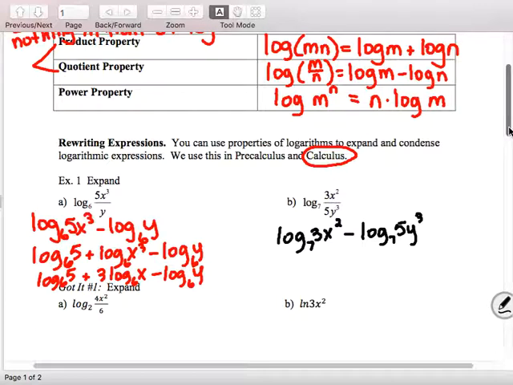So this is the log of 3x squared base 7 minus the log of 5y cubed base 7. Again, I cannot bring the power down because the 2 is not on the 3. So this is going to be the log of 3 base 7 plus log x squared base 7 minus. Now I want you to notice something here. And this is a beautiful connection to pre-algebra and algebra 1.